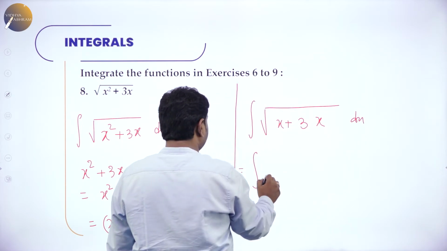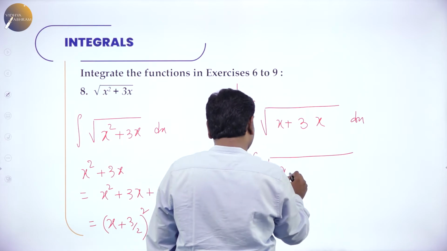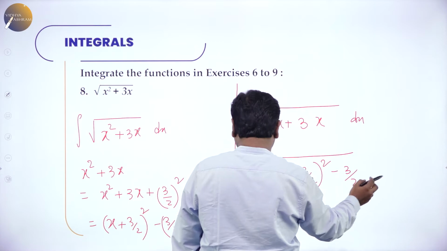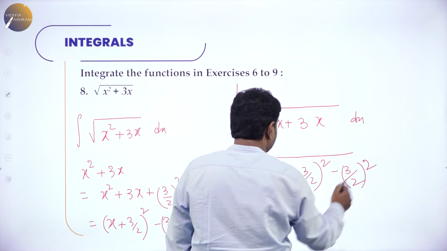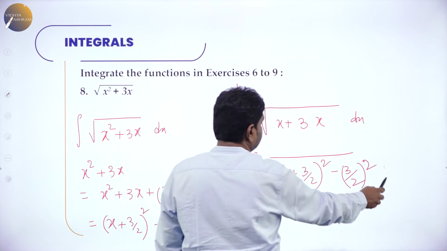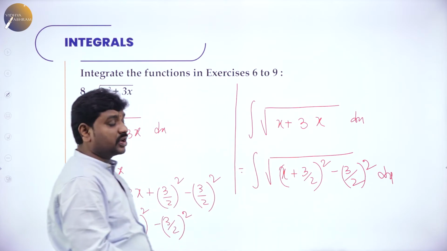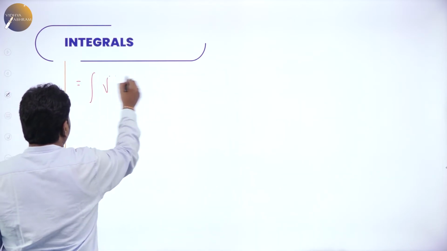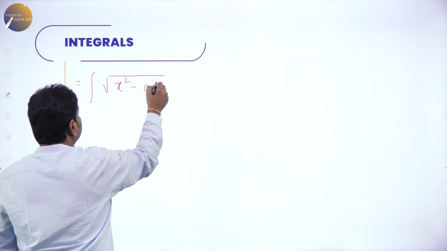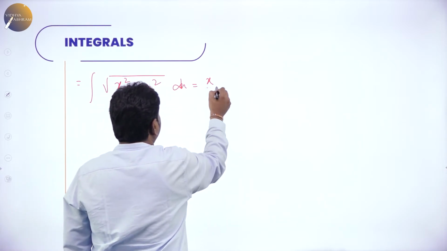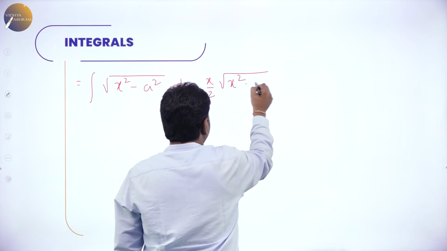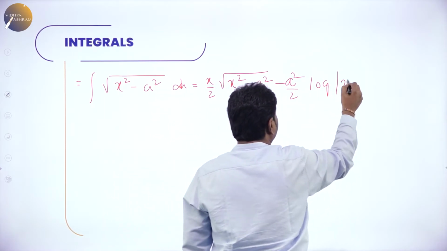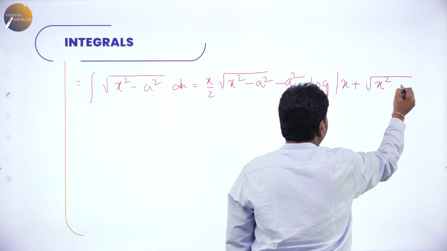So I can write it as integration of root of (x + 3/2)² − (3/2)². Now it is in the form of integration of root of x² − a². All of you know the integration of root of x² − a² dx. What is the answer? x/2 root of x² − a² − a²/2 log of mod of x + root of x² − a² + c.